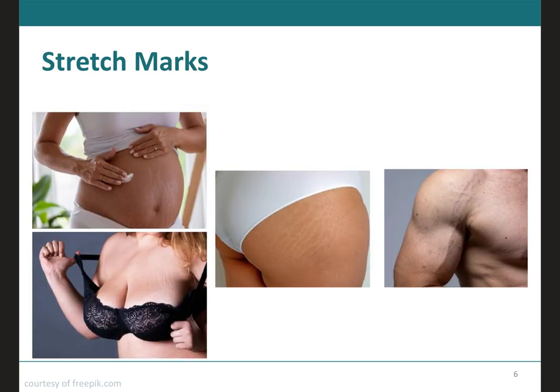If the skin is overstretched, then the dermis may rupture and leave these lines that are visible through the epidermis. These lines of scar tissue, they're called stretch marks, and they can develop in the skin of individuals who have experienced rapid growth. For example, stretch marks commonly form on the abdomen and breasts of women during pregnancy or on the skin of athletes who have quickly increased muscle size by intense weight training, as seen on this image.